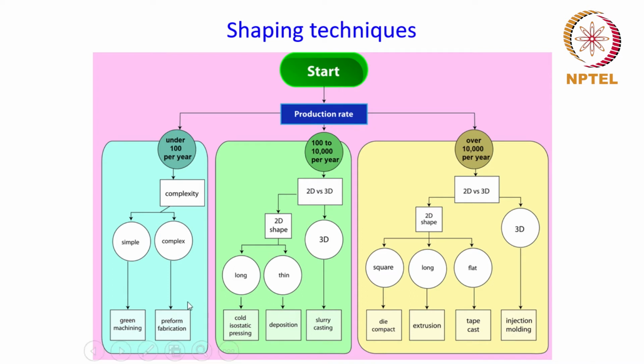Okay. So these are the different processing methods which are available to shape the powder depending on the production rate and complexity of the shape. Okay. So as I said, we are going to discuss all this in more detail.